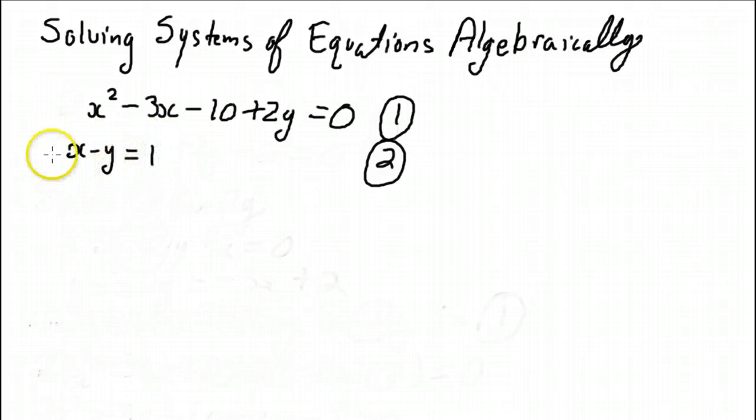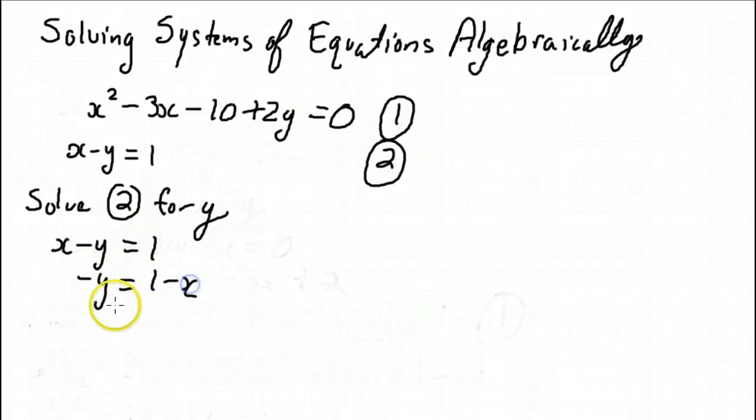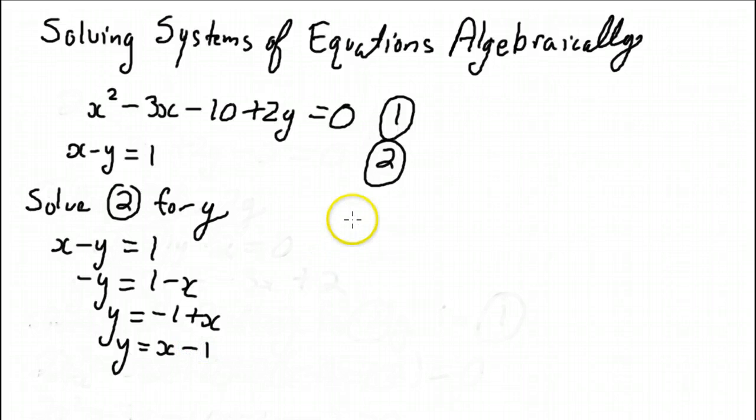So what I'm going to do is solve equation 2 for y, and then wherever I see the y in equation 1 I'm going to substitute that, which will give me an equation solely in terms of x. Okay, so let's solve equation 2 for y. That means moving this over, so x minus y is 1, negative y is 1 minus x, y is negative 1 plus x, so let's call that x minus 1.